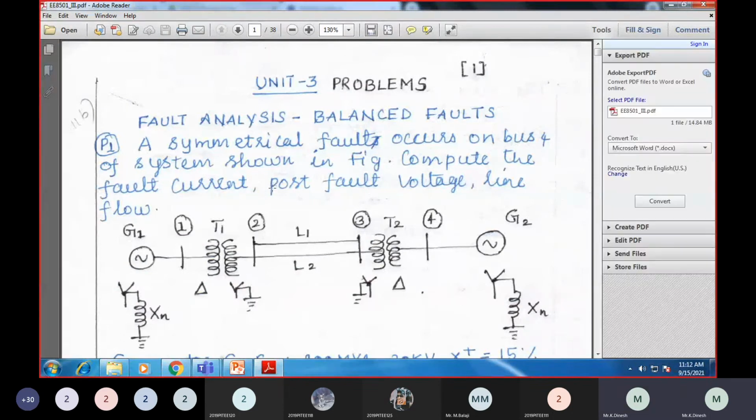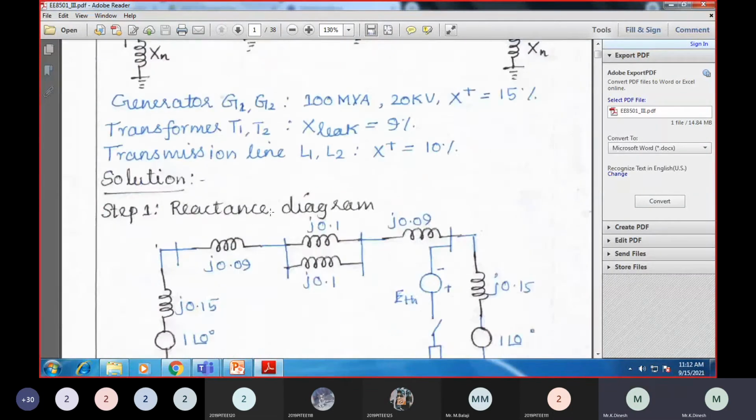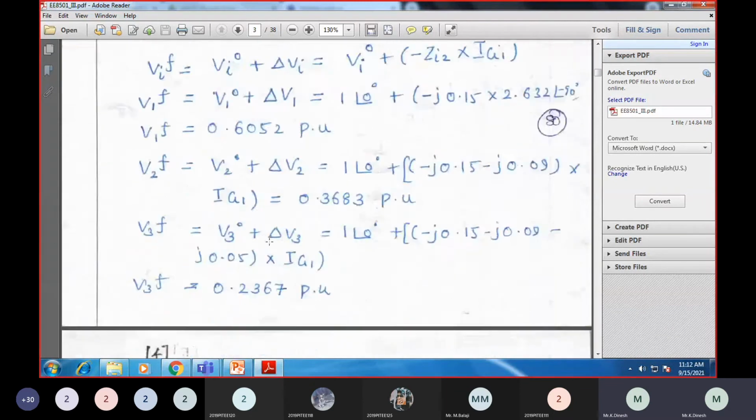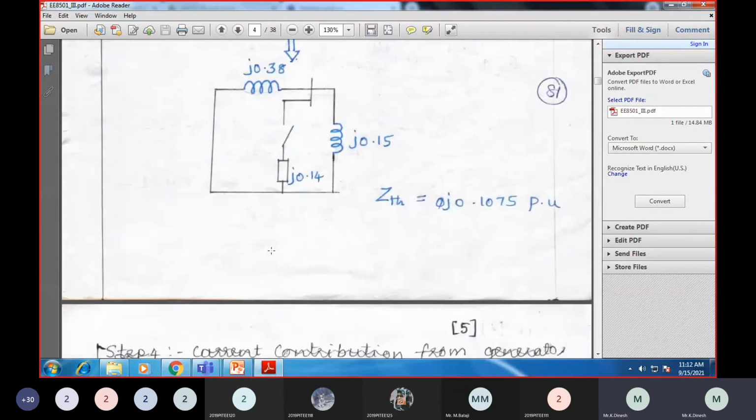So we completed the fault analysis, balanced fault problem using the Thevenin's theorem method. The Z-bus method also we completed.